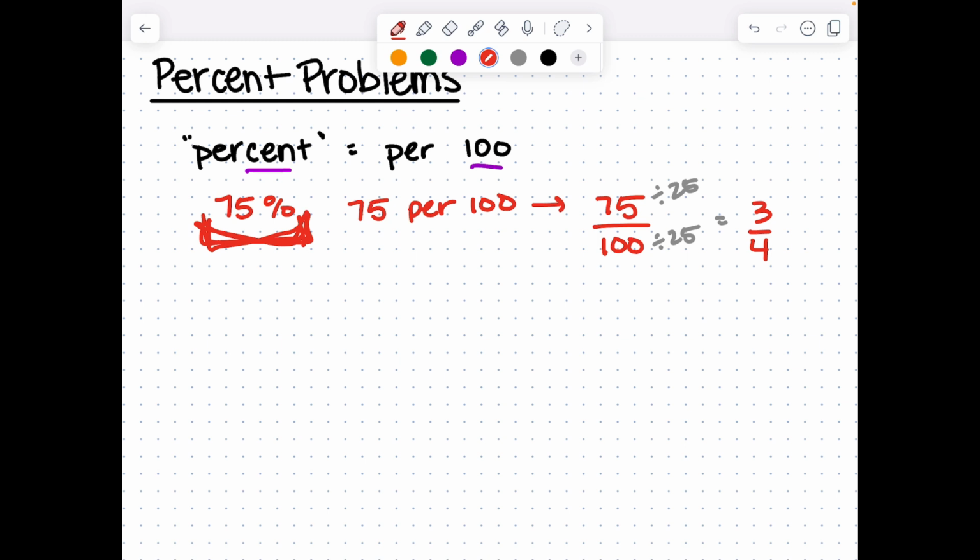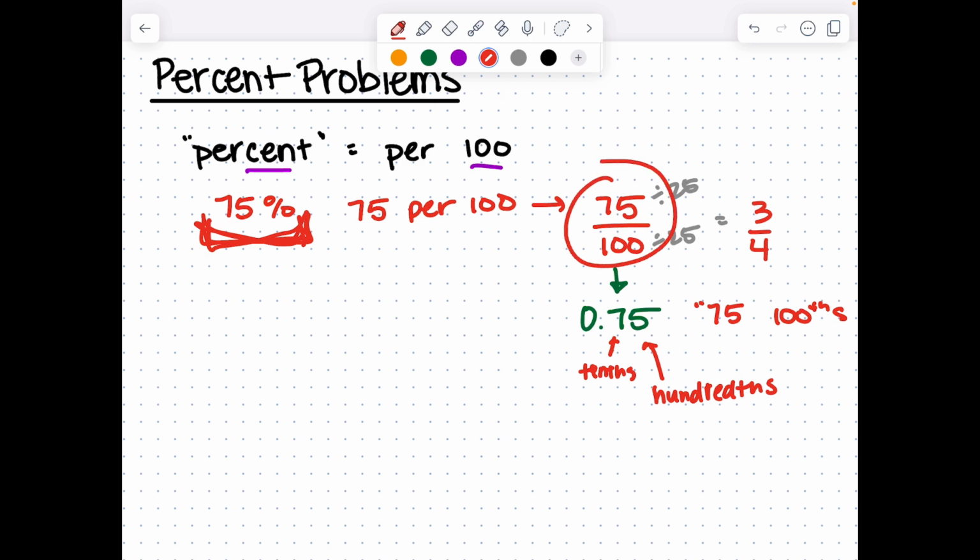And then we can also take that into a decimal form. Because of our base 10 system, 75 100ths, when you actually say that, it's the same as if you were reading this decimal. Just remember, this is the tenths place. This is the hundredths place. So we would read that as 75 100ths, which is the same as that fraction, 75 100ths. So these are all equivalent.